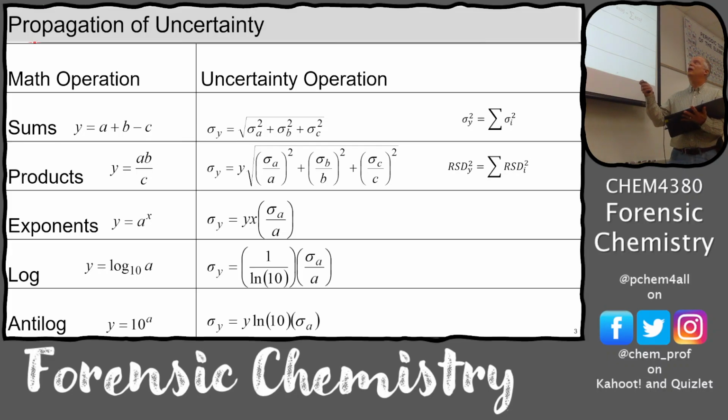For addition and subtraction, the square of the uncertainty in the result is just the sum of the squares of the uncertainties of each individual piece that you're working with.